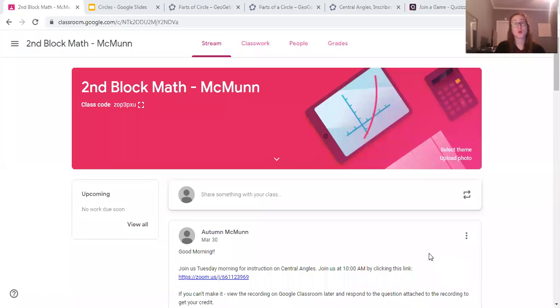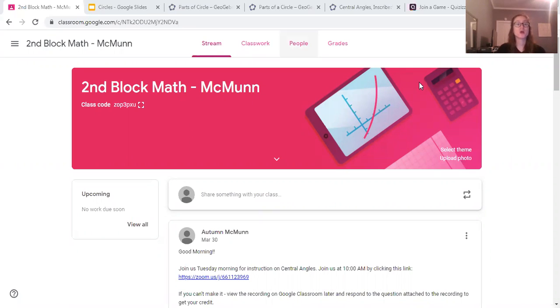There's a new thing that we're going to start this week. We're going to still do geometry content. We're just going to slow down the pace a little bit. So I want to show you in Google Classroom your work and where to find it and things like that.